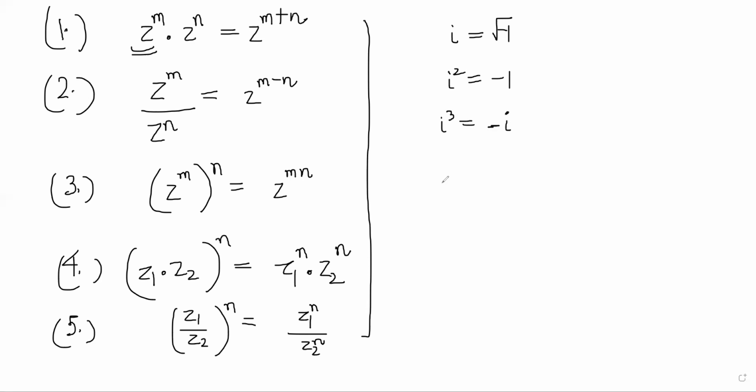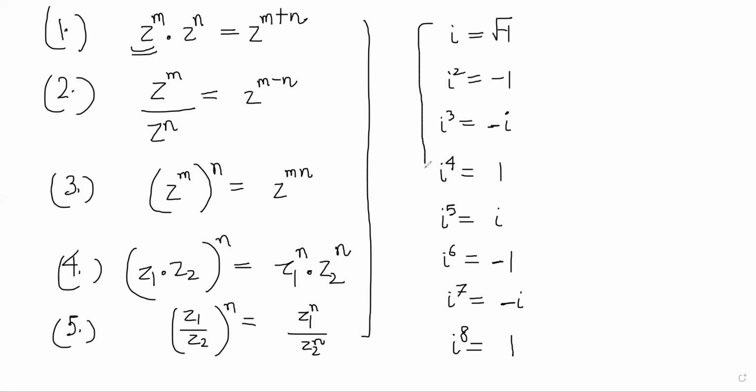So minus i. And i power 4 will be i square power square, so 1. After that, it will start repeating. i power 5 will be i, i power 6 will be again minus 1, i power 7 will be minus i, and i power 8 will be again 1. So the pattern keeps repeating after 4. You get i, minus 1, minus i, 1, and the same thing happens again for higher powers, right?